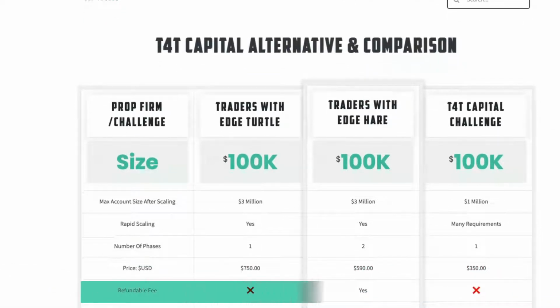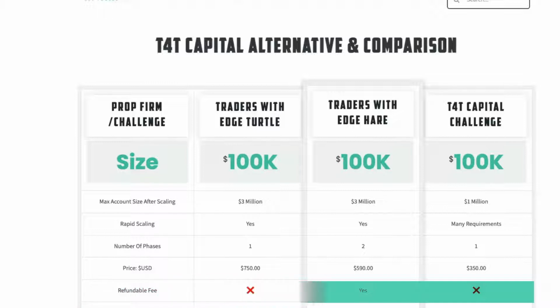Now, is the fee refundable? It's not refundable on the Turtle account, and it's not refundable on the T4T Capital Challenge account. However, on the Traders with Edge Hare account, it is refundable, and how it works is once you've passed both phases of the challenge and you're on a live funded account, when you're eligible for your first payout, we will refund that $590 back to you with your first payment. So essentially, it's not costing you anything to do the challenge.